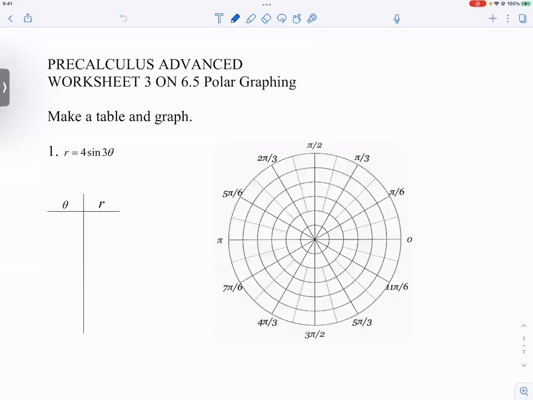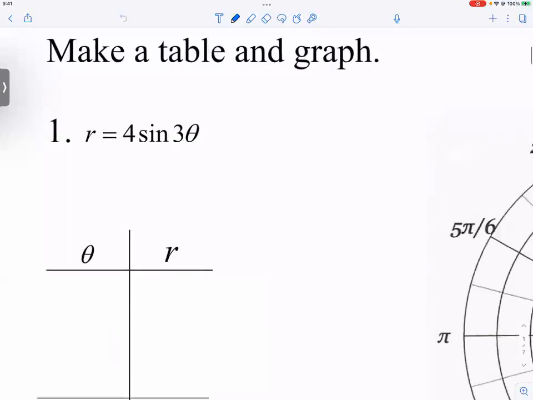Now, for our very first question, I hope that you're able to take a quick glance at this equation and tell what shape it is. I hope you're able to tell that it is a rose because of the coefficient in front of theta. And I hope you can also tell how many petals it has. There will be 3 petals total.